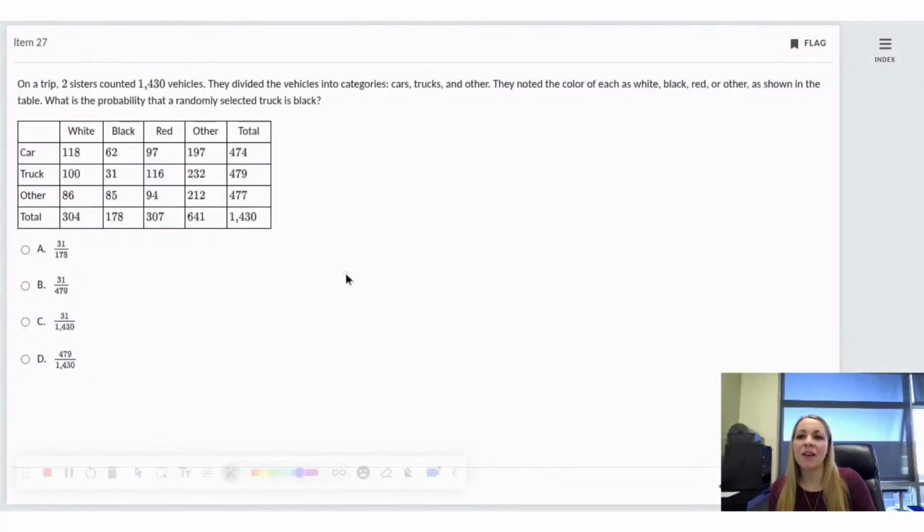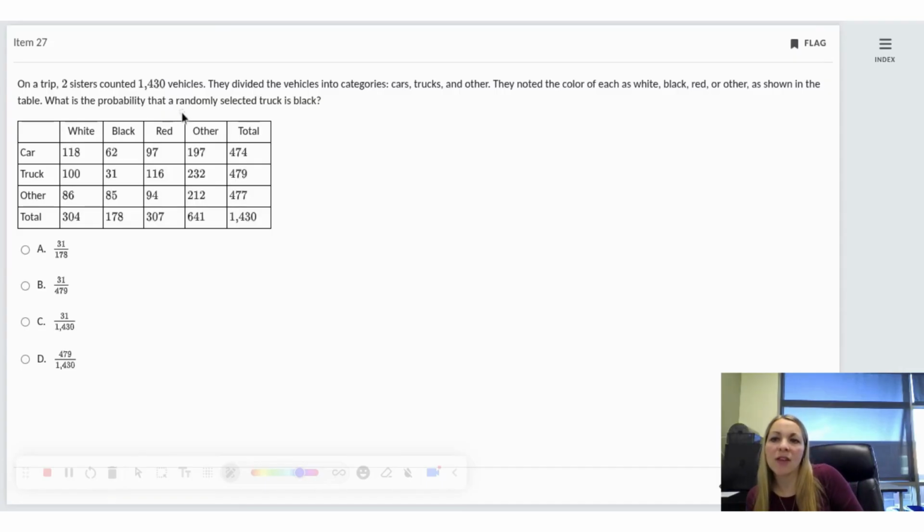Question number 27. On a trip, 2 sisters counted 1,430 vehicles. They divided the vehicles into categories: cars, trucks, and other. They noted the color of each vehicle as white, black, red, or other as shown in the table. What is the probability that a randomly selected truck is black?